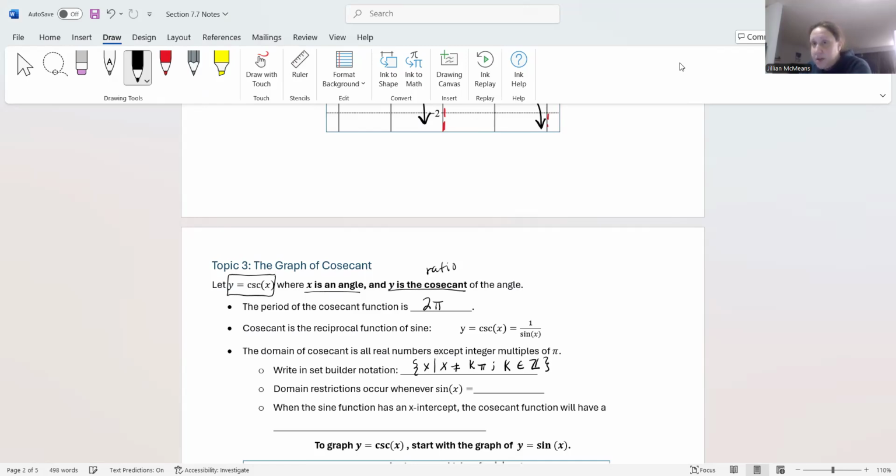Now, because cosecant is the reciprocal of sine, we're always going to have issues where sine is equal to 0, okay? So domain restrictions occur when sine is equal to 0, and basically what happens is we get vertical asymptotes. So when the sine function has an x-intercept, the cosecant function will have a vertical asymptote.